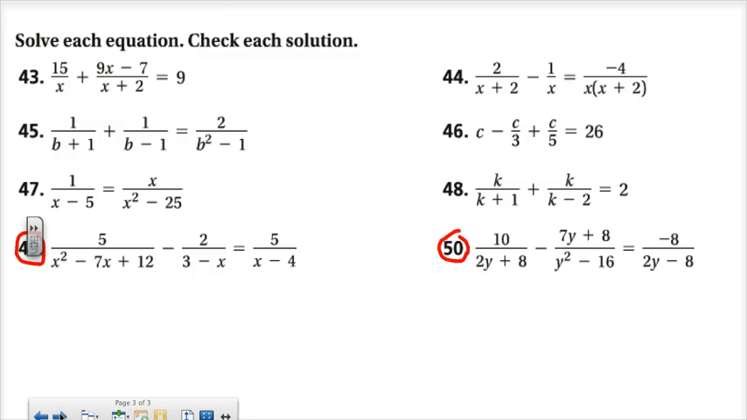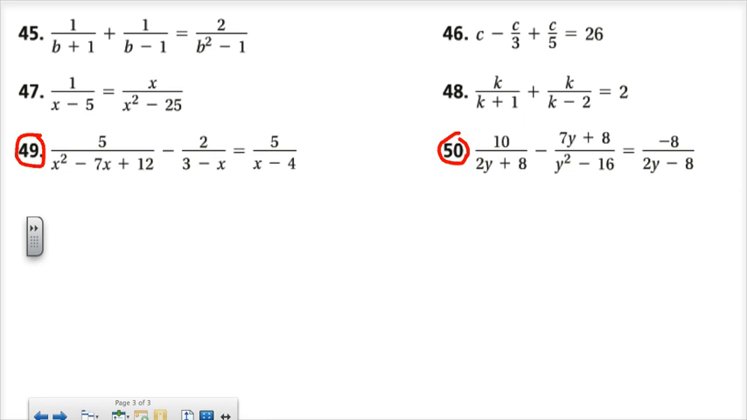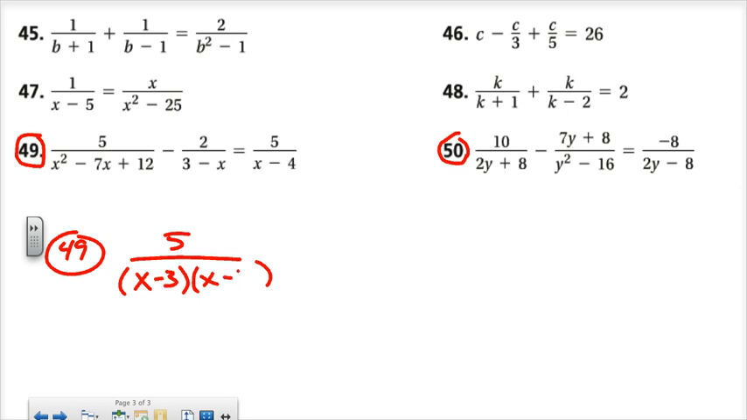All right, now for the fun. Number 49 and 50 here. So, lots going on in this problem, but it all comes down to, can I find my LCD? If I can find my LCD, then I can solve this. So, I see x squared minus 7x plus 12 and realize no common monomial factor, not a perfect square trinomial, but are there two numbers that multiply to positive 12 and add to negative 7? Absolutely. Negative 4 and negative 3.